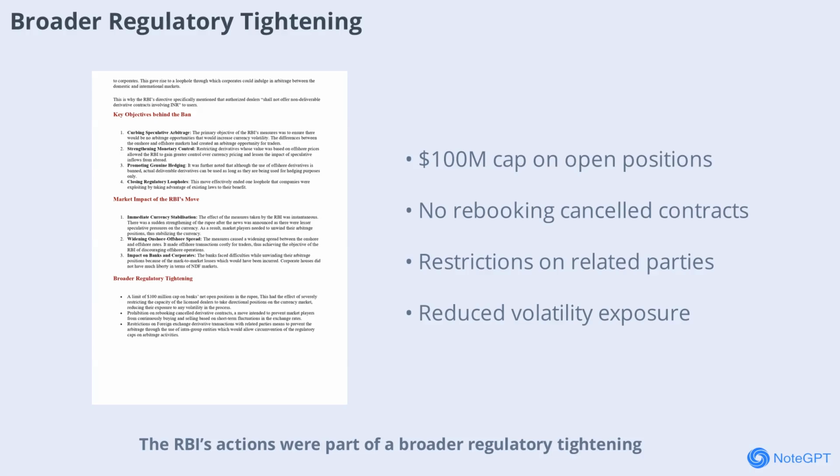RBI's actions were part of a broader regulatory tightening. A $100 million cap was placed on banks' net open positions in the rupee, severely restricting their capacity to take directional positions. Rebooking canceled derivative contracts was prohibited, preventing continuous trading based on short-term fluctuations. Restrictions on FX derivative transactions with related parties aimed to prevent arbitrage through intragroup entities. These measures collectively reduced exposure to volatility and closed loopholes in the regulatory framework.